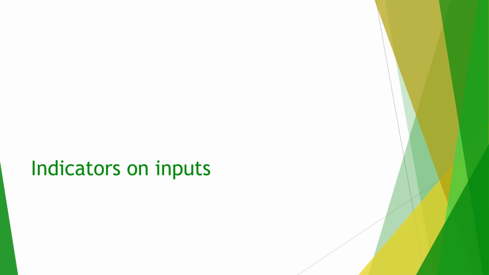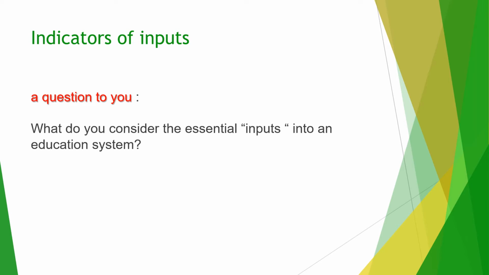Let us start with indicators on inputs, and let me start with asking you a question. What do you consider the essential inputs into an education system? What do you consider the elements that a ministry, a government have to provide to teachers, to schools, to the district offices maybe, in order to make sure that quality education, quality schooling, quality learning can be achieved? Again, reflect on this for a few moments. You can pause the presentation, write down what are some 2, 3, 4 essential inputs into an education system according to you.